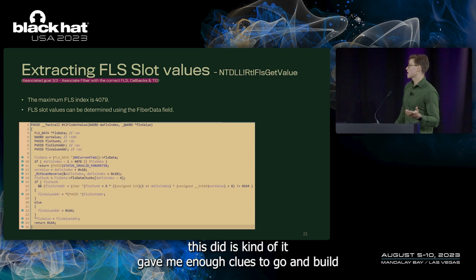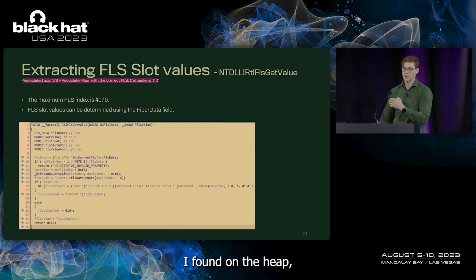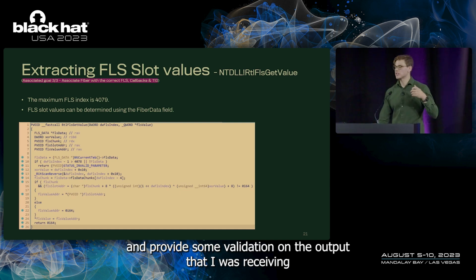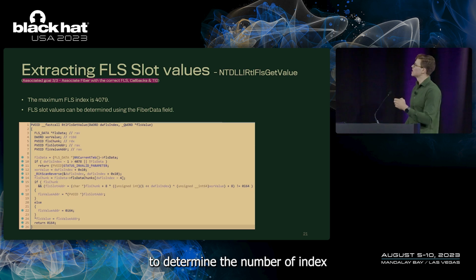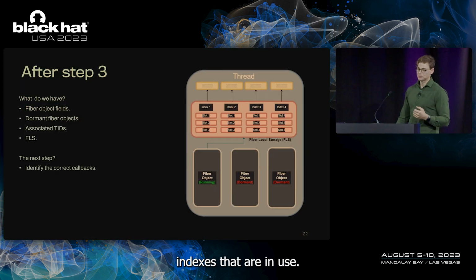So what this did is it gave me enough clues to go and build my own remote enumeration version that I could then point to fiber objects that I'd found on the heap. And then I could enumerate through every possible index and provide some validation on the output that I was receiving to determine the number of indexes that are in use.